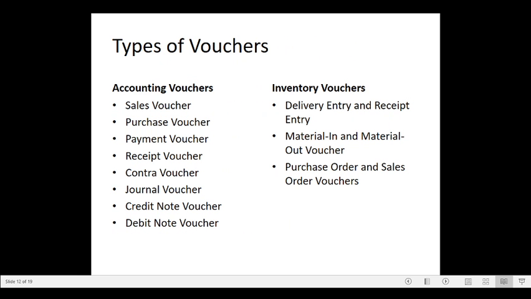As I told you, there are 21 types of vouchers. Some are accounting vouchers and some are inventory vouchers. To mention a few, we have sales voucher, purchase voucher, payment voucher, receipt voucher, contra voucher, journal voucher, credit note and debit note voucher. These are all accounting related vouchers. Inventory related vouchers are delivery entry and receipt entry, material in and material out voucher, and purchase order and sales order vouchers, to name a few.